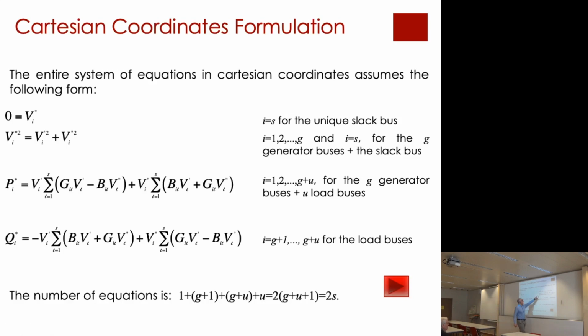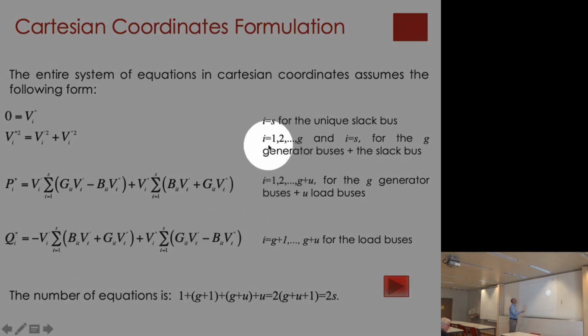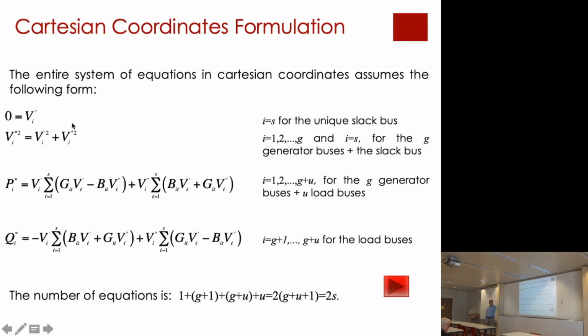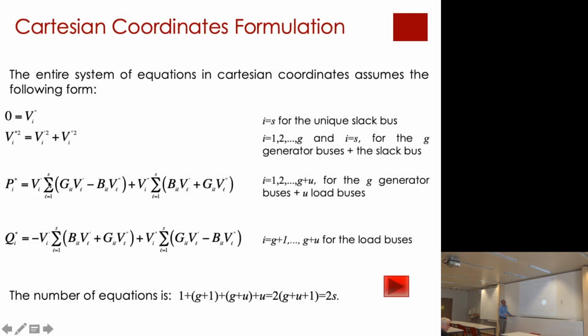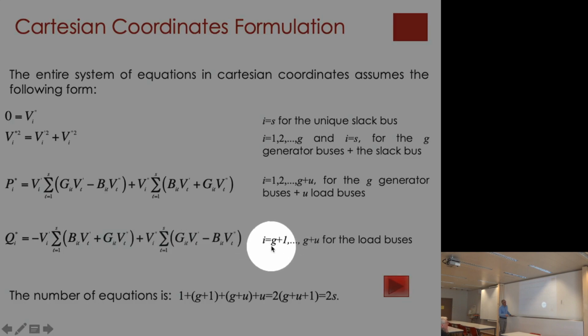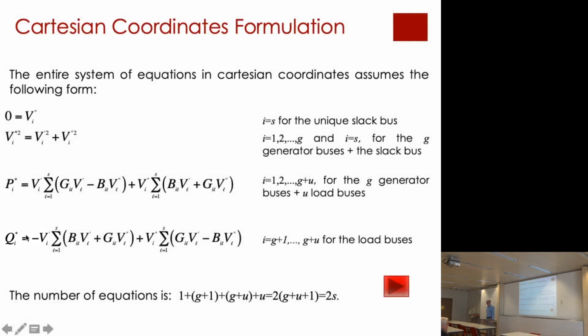Then for the G generators and the slack bus, we fix the module of the voltage. Let's say the square of the module of the voltage. Then in the G plus U nodes, where G are the generators and U are the loads, I fix the active power and of course the link with the voltages. And in the U nodes, essentially the load buses, I fix the reactive power. This is the load flow problem in Cartesian coordinates. As you can see, it is a nonlinear problem.